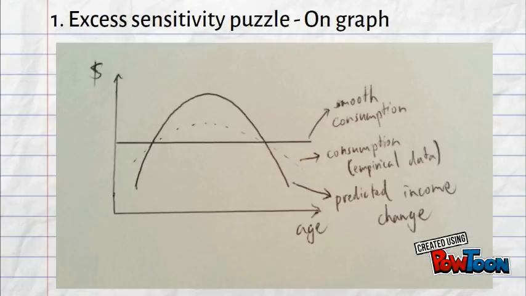The puzzle can be explained on a graph. The horizontal line is the smooth consumption curve, where consumption is the same across your life. However, the empirical consumption curve is in an inverted U shape, which is the dotted line in the graph. It lies between the predicted income and smooth consumption curve. Instead of being constant over a lifetime, consumption from empirical data shows that it is excessively sensitive to predicted income changes. It just deviates from the flat, smooth consumption curve.